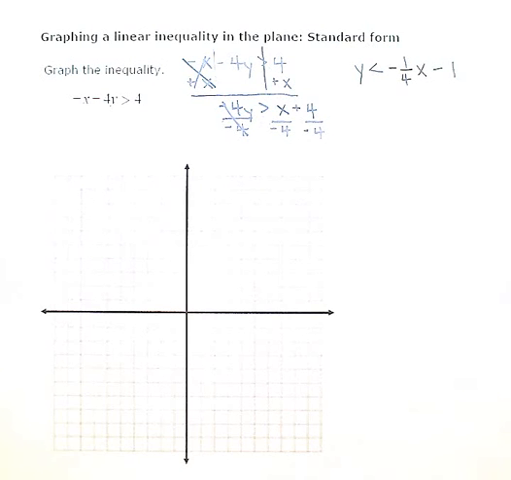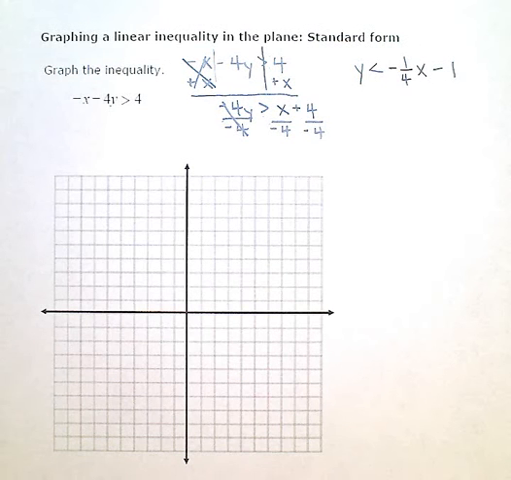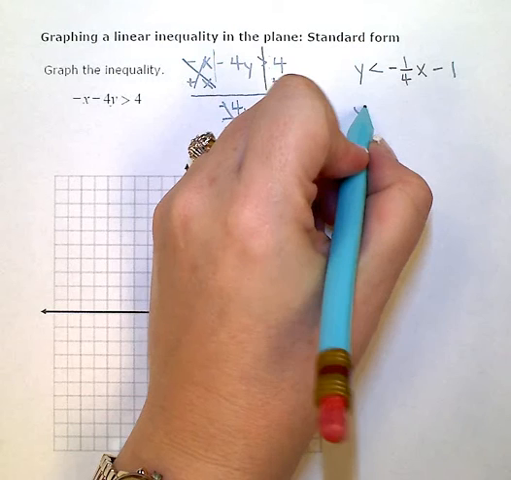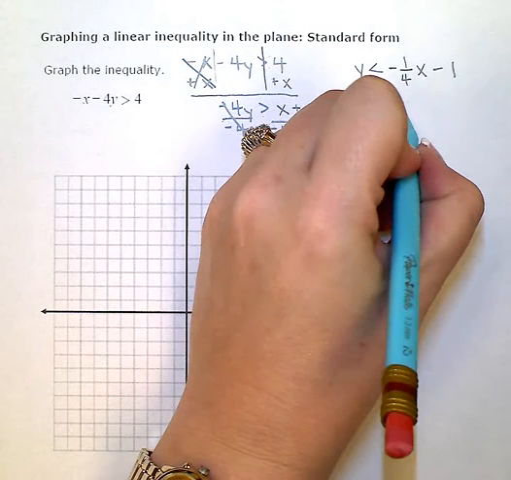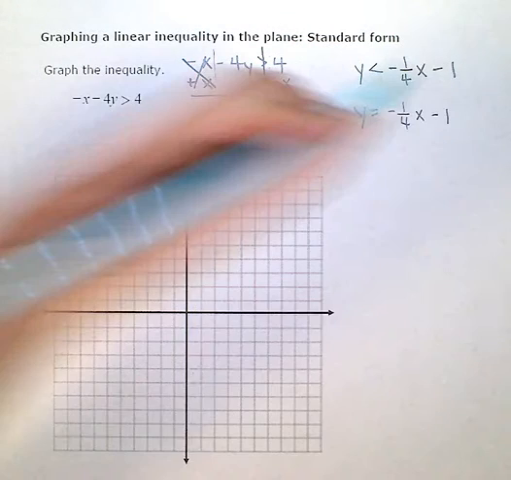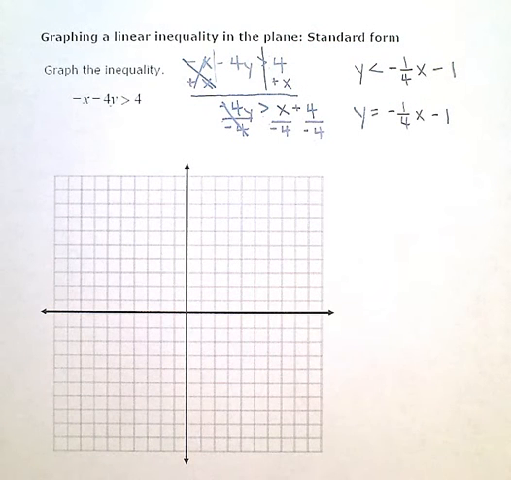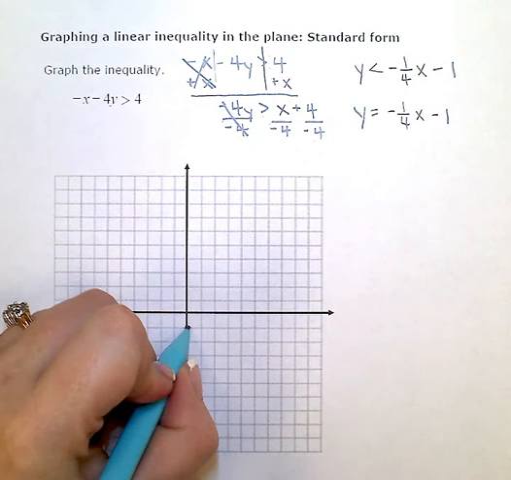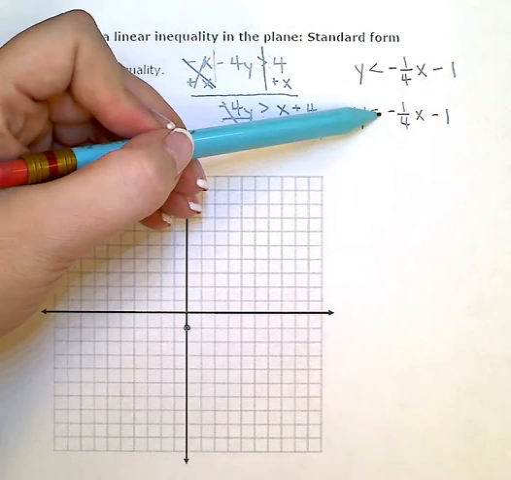So now I have my inequality rewritten in y, not y equals form, I guess, because we have an inequality, but I've isolated the y, or solved for y in my inequality here. So now I need to graph my boundary line. My boundary line is the corresponding equation that would correspond to that inequality, which is y equals negative 1/4 x minus 1. So my y-intercept here is negative 1, so I'm going to put a dot at negative 1. My slope is negative 1 over 4.